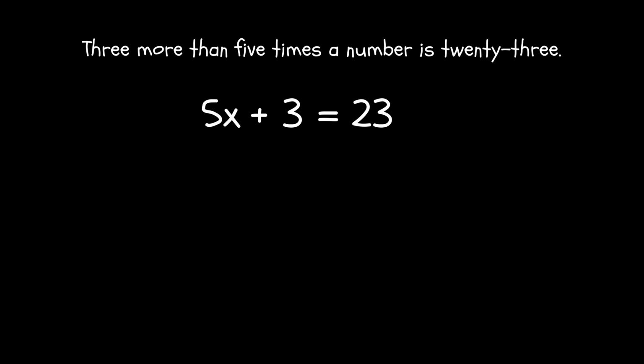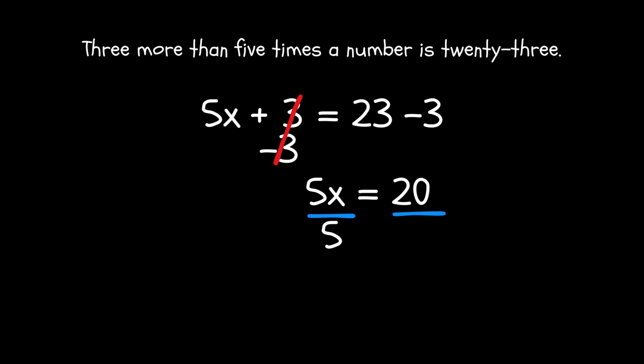So now let's subtract 3 on both sides. The 3's will cancel, and we will have our new equation, which is 5x equals 20. Now let's divide on both sides. 20 divided by 5 is 4. And that's how we solve this word problem.